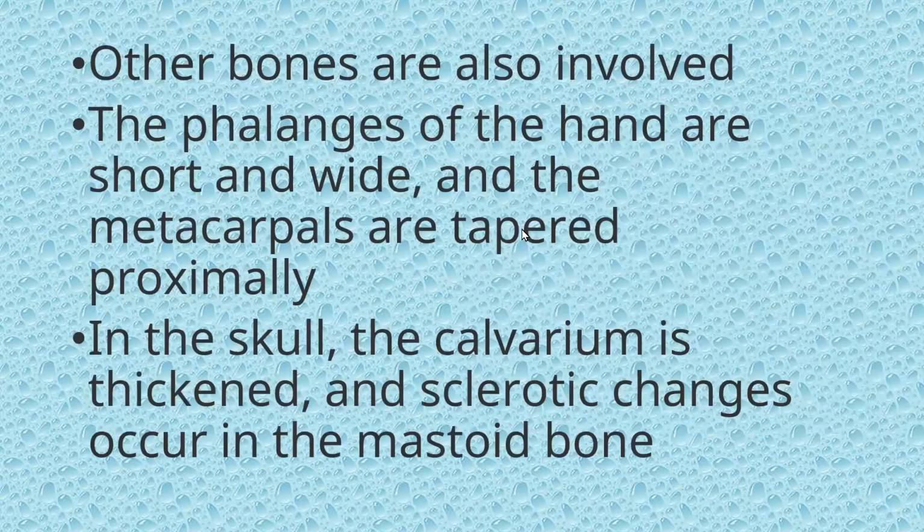Other bones are involved. If you take an X-ray of the phalanges of the hand, they are short and wide, and the metacarpals are tapered proximally. In the skull, the calvarium is thickened, and sclerotic changes occur in the mastoid bone. Putting together all these findings, you might be able to identify the disease.